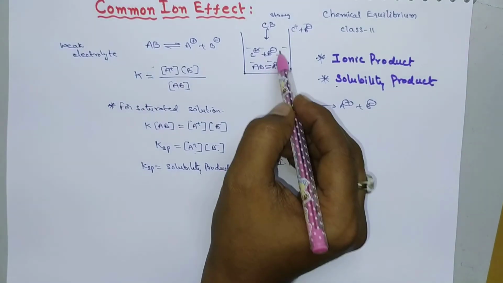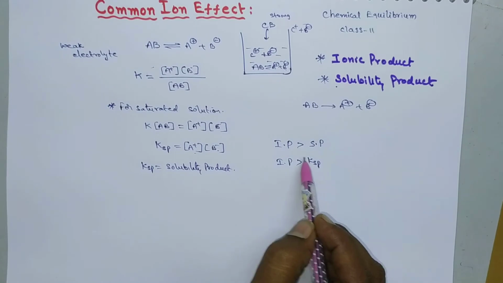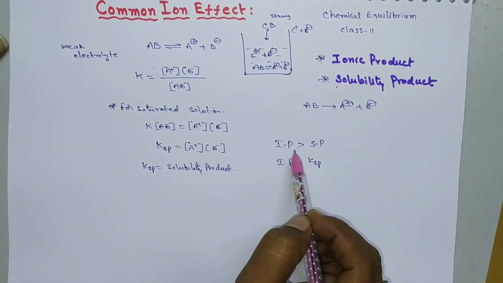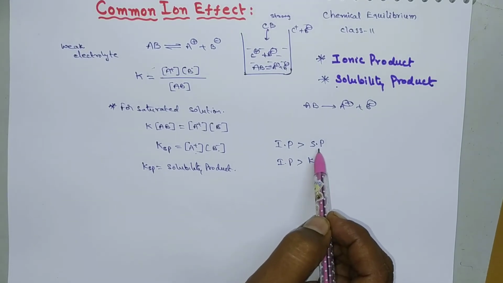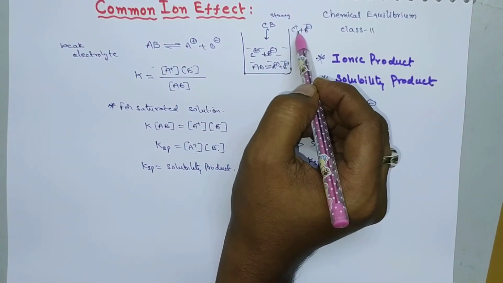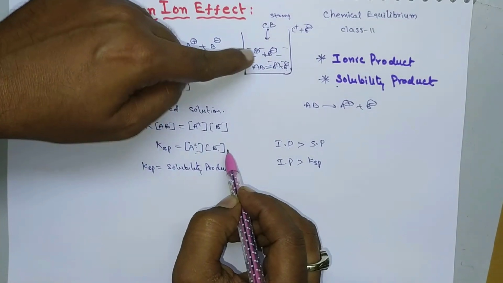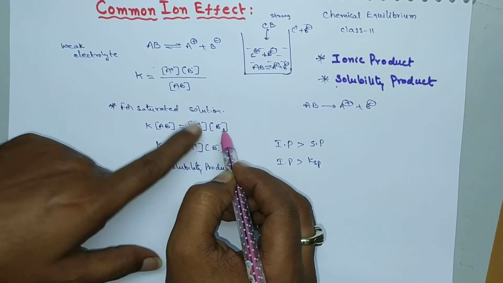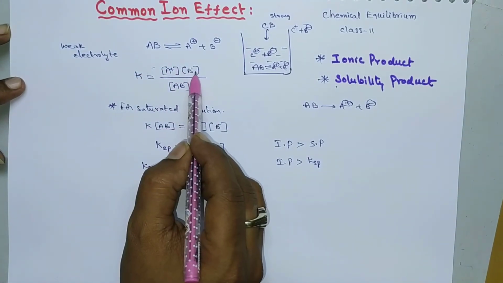So the concentration of ions increases here. Due to the increase in concentration of ions, the ionic product goes on increasing. If the ionic product goes on increasing, then precipitation takes place. Okay. So here, when the ionic product increases, what happens? If the product of concentrations of these ions increases, that means the numerator value also increases.